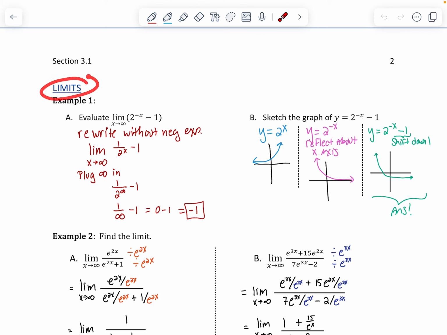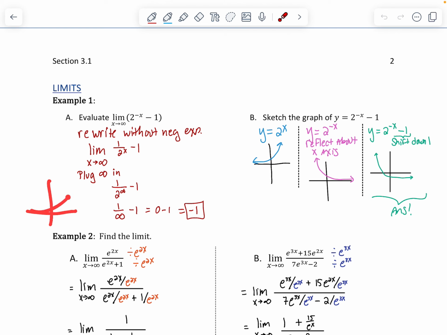Section 3.1, page 2. So let's go ahead and talk about limits. If I was to ask to evaluate the limit as x goes to infinity of 2 to the negative x minus 1 power, first I would rewrite the question without negative exponents so that I've moved my 2 to the negative x to the denominator. Now I'm going to go ahead and actually physically plug infinity in, so therefore I don't have the word limit in front, and I'll have 2 to the infinity power minus 1.